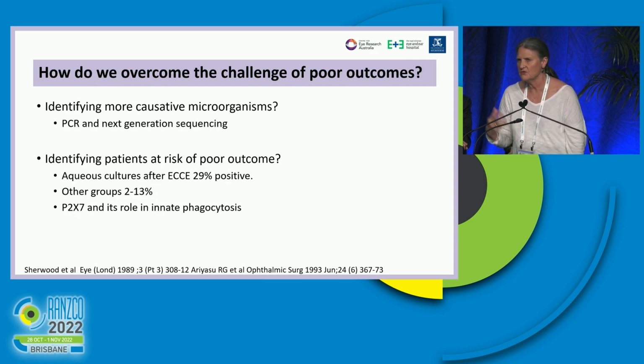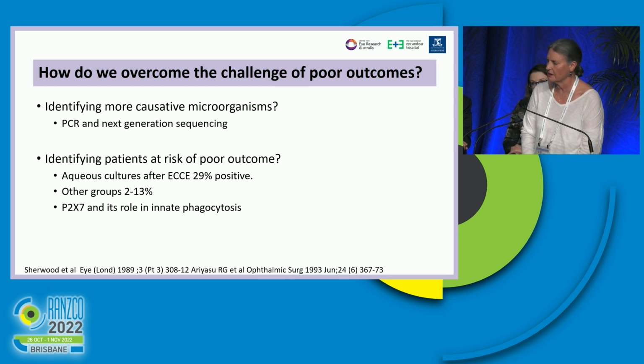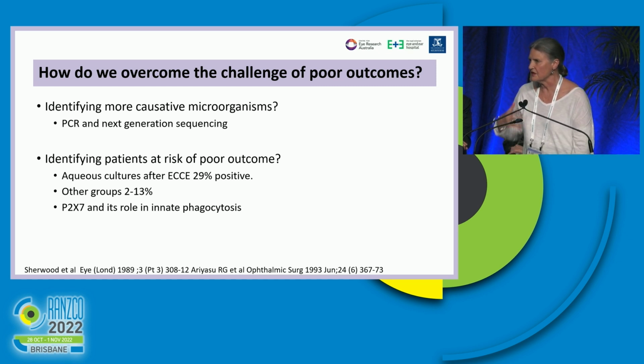So how do we overcome the challenge of poor outcomes? And that's what hopefully we're going to be able to shed some light on during this session. Clearly, being able to identify more causative microorganisms. We don't have positive culture in 100% of cases, and certainly at the Eye and Ear, it sits in the mid 60 to 67% of cases. And so obviously there's an evolution in identification of microorganisms, and we need to think about how we use that in our practice.